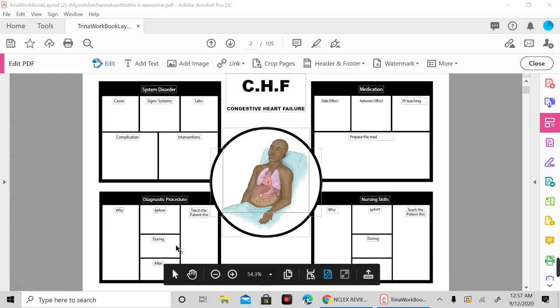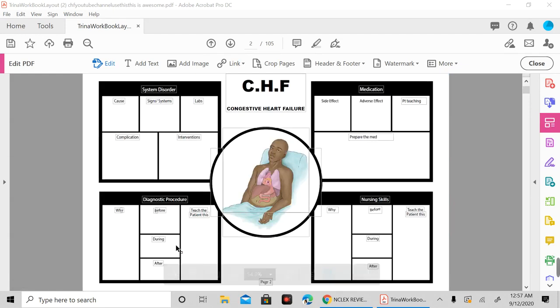So, congestive heart failure. To understand the entire concept of congestive heart failure, you have to understand that it is a system disorder. What causes it? Many things can cause congestive heart failure. I'll say cardiomyopathy. Signs and symptoms: it depends on if it's right-sided heart failure or left-sided heart failure. It may be dependent edema, pulmonary edema. Lab values, BNP. Complications could be cardiogenic shock.